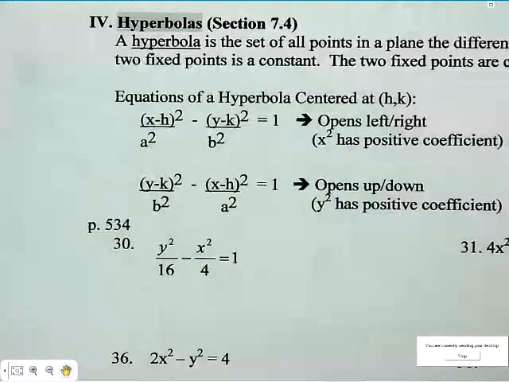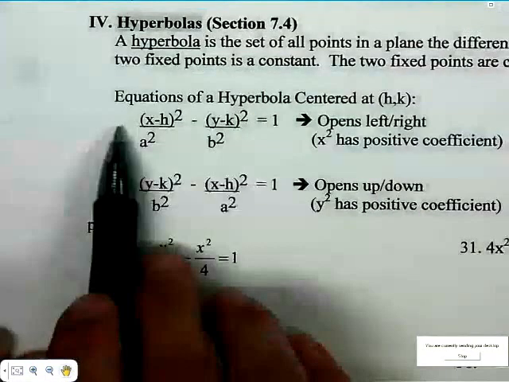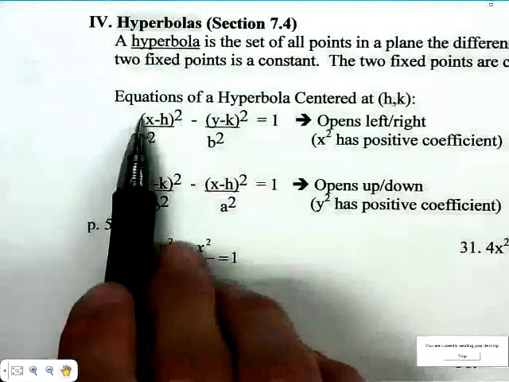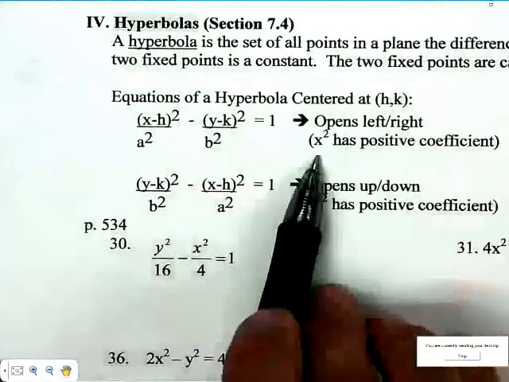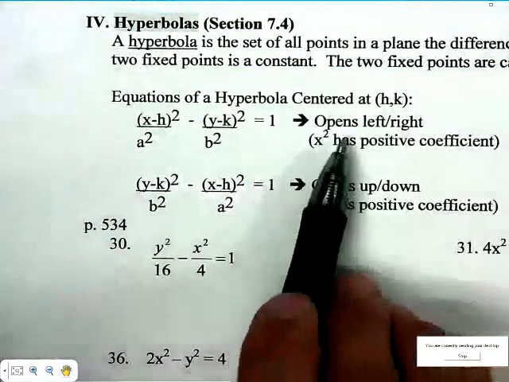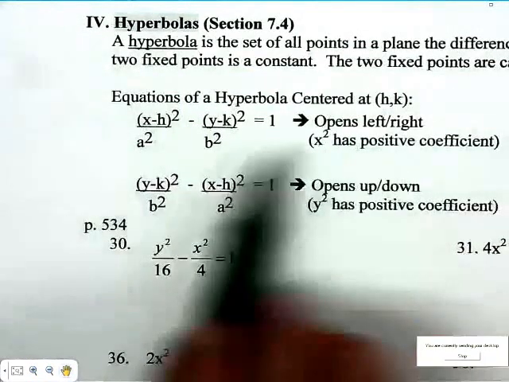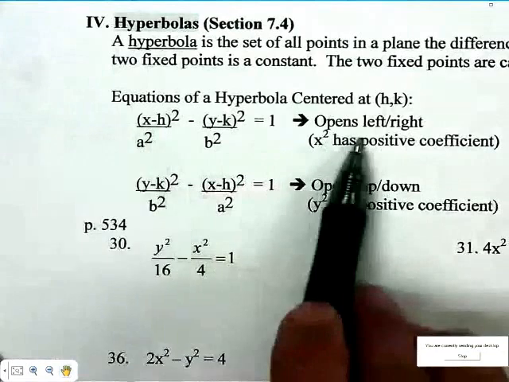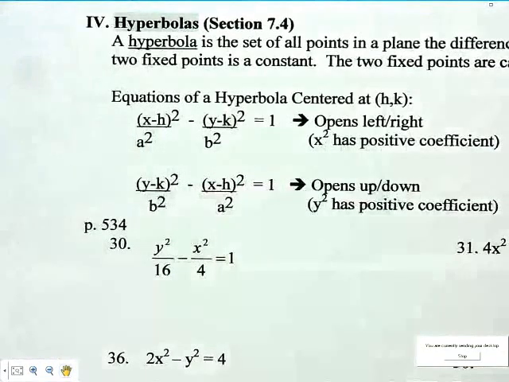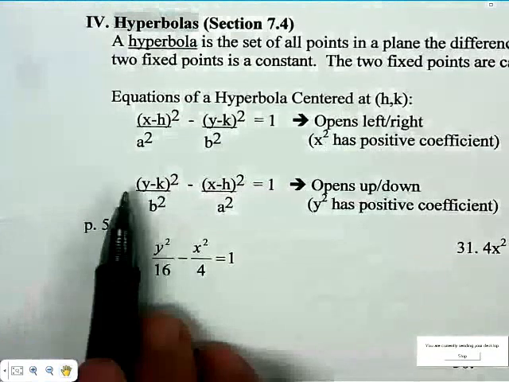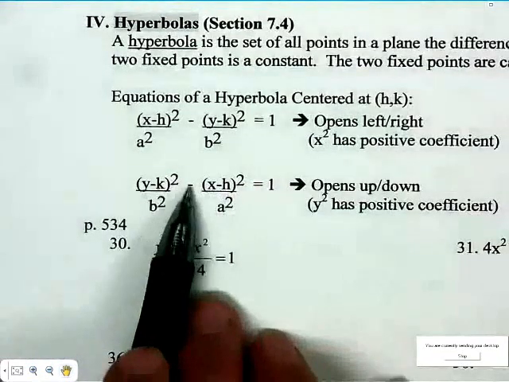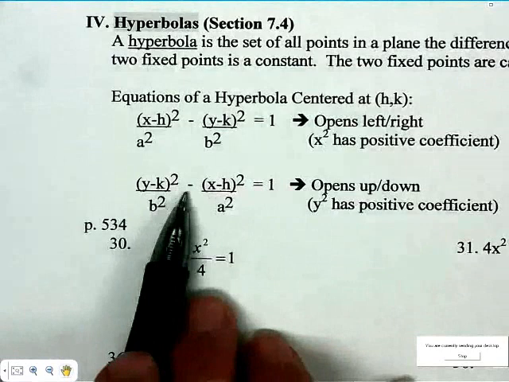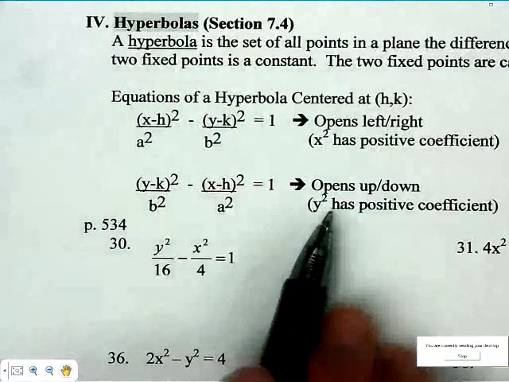Because a hyperbola looks like a pair of parabolas, it can either open up and down, or it can open left and right, and you can tell which way it's going to open by which coefficient is positive. If your x squared has a positive coefficient, then it opens left and right. All things x have to do with leftness and rightness. So if your x squared is positive, that hyperbola is going to open to the left and to the right. If it's your y squared that's positive and your x squared has a negative coefficient, if it's the x that's subtracted, then your hyperbola is going to open up and down.